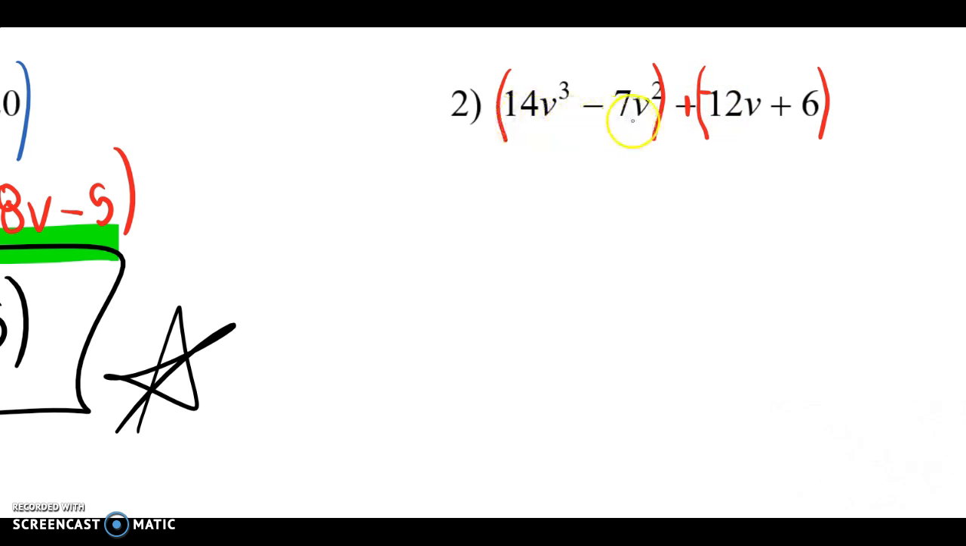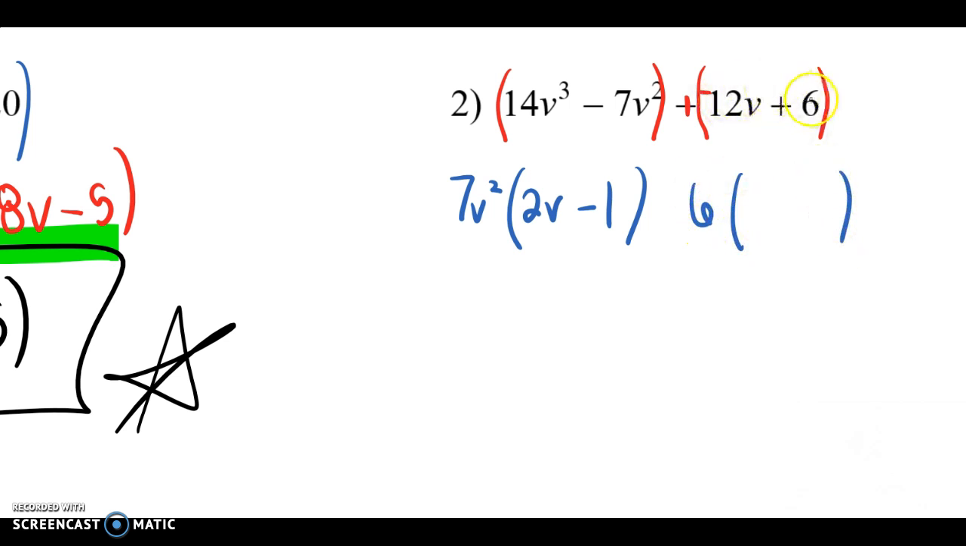Next, GCFs. What goes into these first 2 terms? Well, that would be 7V squared. If you factor that out of both of them, we would get 2V minus 1. And then the GCF for these 2 terms is 6. But if we factor a 6 out of both of these, inside of the parentheses would lead off with a negative, and we don't want that. So we're actually going to be factoring out a negative 6. Negative 12V divided by negative 6 makes that a positive 2V on the inside, and that's good because I want that to be positive. And then 6 divided by this negative 6 is negative 1.